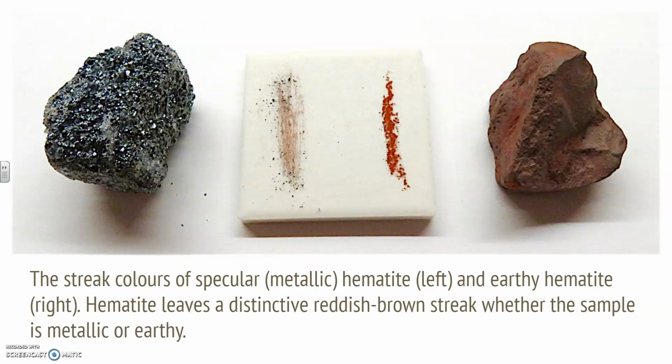Okay, so here are two examples. The streak colors of spectacular hematite, it's over here, or metallic, and earthy hematite. So you can see they're very different color-wise. This one over here is very shiny, high luster. This one over here on the right is dull or earthy. Both of them are hematite, though. Hematite leaves a distinctive reddish-brown streak, whether the sample is metallic or earthy. And you might be looking at me saying, Riddle, dude, these are two totally different colors. They are. But at the same time, they're both kind of red. Okay, they're similar.